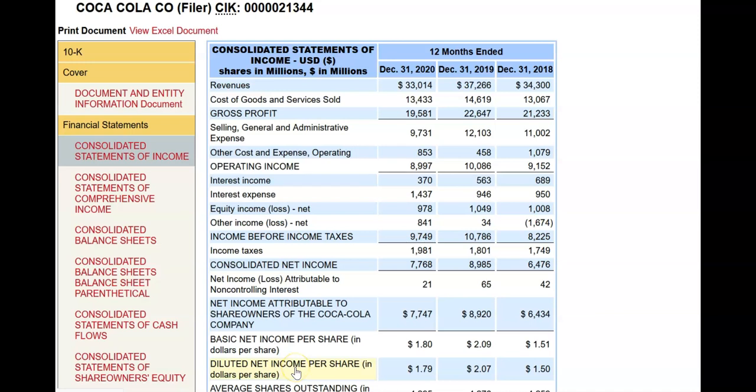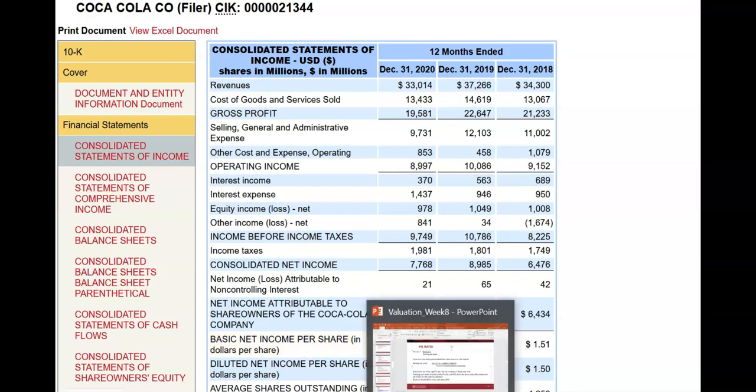But diluted said, what if the worst case scenario happens, that everyone who owns a security that can be converted into common stock does? What would that look like to us? And so we see here for Coke, it's not that big of a deal. But in our analysis, we're always just going to stick with the basic earnings per share because it's simplest and we're just spending 1 week going over this.